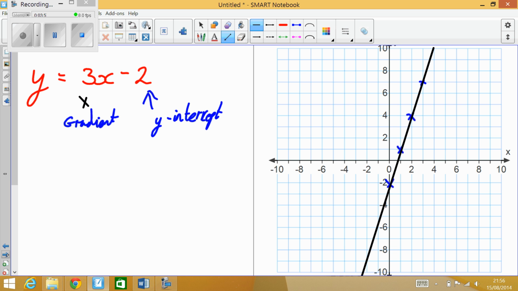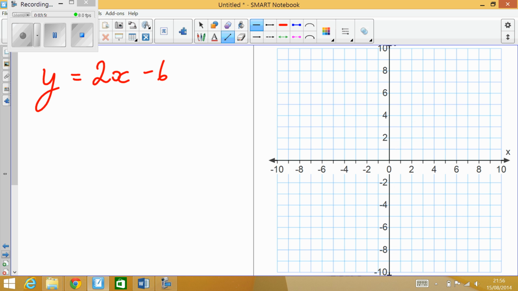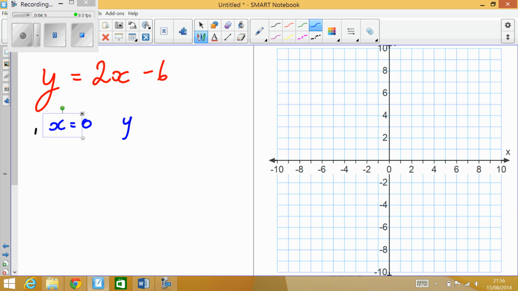Now, the final way of drawing a straight line graph is by using the 0, 0 method, I call it. So we're just going to find 2 points. So this is when x is 0, I want to find out what y equals. So I'm going to substitute 0 in. So 2 times 0 is 0, minus 6 is going to give me -6. So that gives me my first set of coordinates, 0, -6.